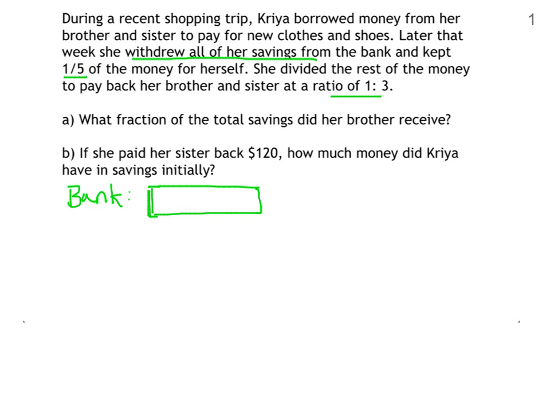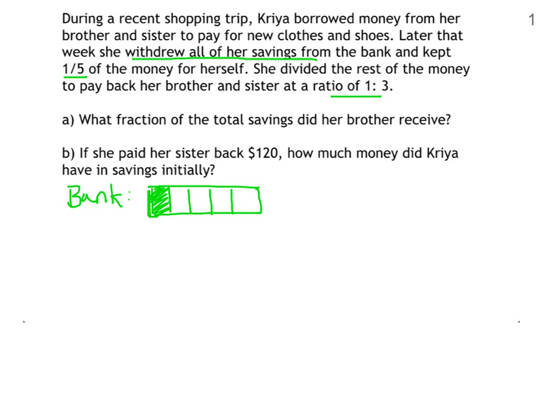She took all of it out and kept 1/5 of it for herself. So if I divide this unit bar into 5 parts, we know that this first unit is what she kept herself. And that means that the rest of the units is what she used to pay back her brother and sister. So we're dealing with 5 units and breaking it down. This initial model, the bank model, is what we call a part-to-whole model. It's showing Kriya's amount to the whole, all of her savings. But I think we're going to be able to better solve this if we break it down.